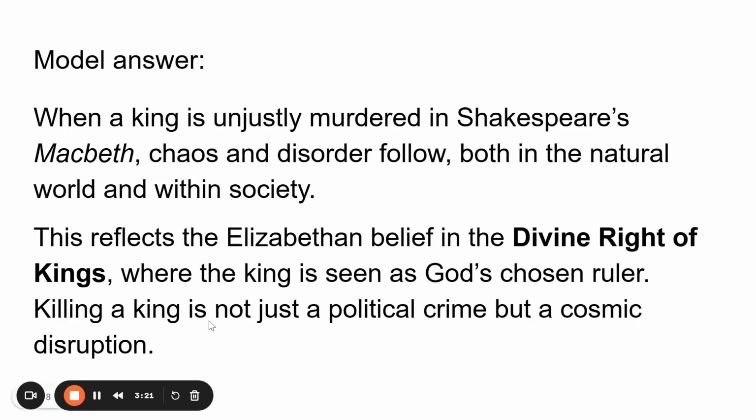Model answer. When a king is unjustly murdered in Shakespeare's Macbeth, chaos and disorder follow, both in the natural world and within society. This reflects the Elizabethan belief in the divine right of kings, where the king is seen as God's chosen ruler. Killing a king is not just a political crime, but a cosmic disruption.